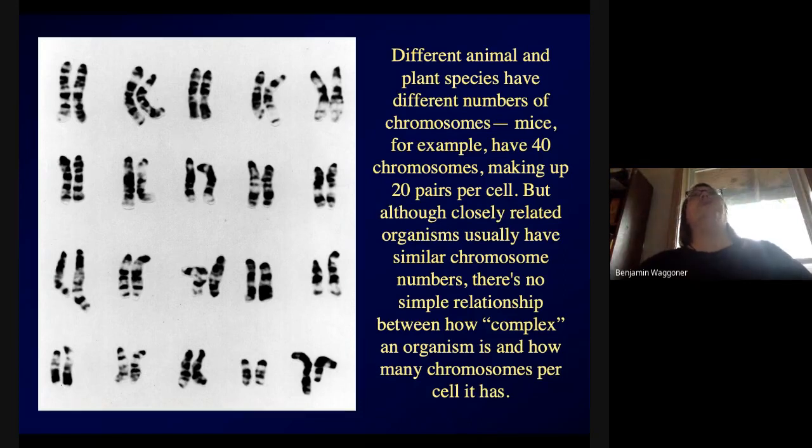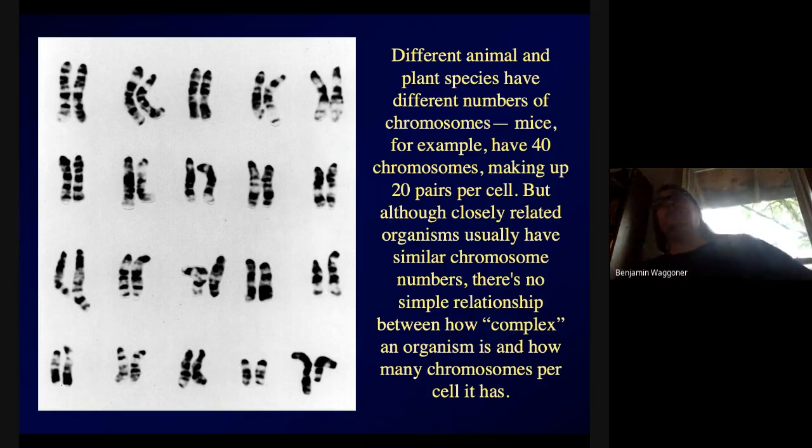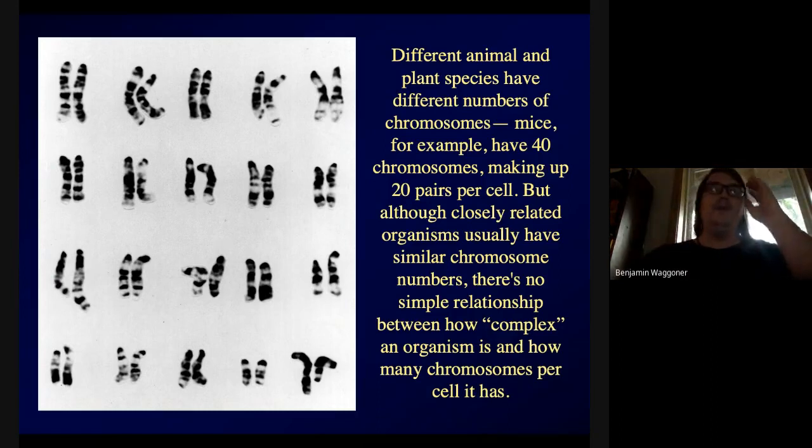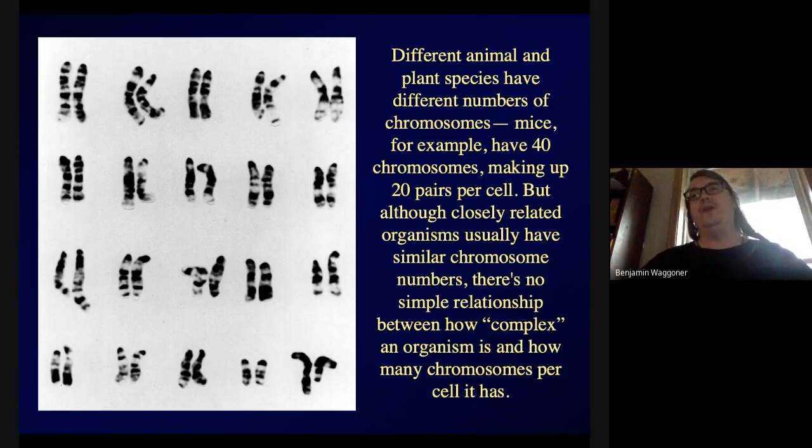You've got 46, horses have, I think it's 66, or it might be 64, I forget. The record is this tiny little plant called an adder's tongue fern that you could step over and never even notice, that has 1,260 chromosomes per cell. On the other hand, there are some animals that only have 2. And it's just a number.